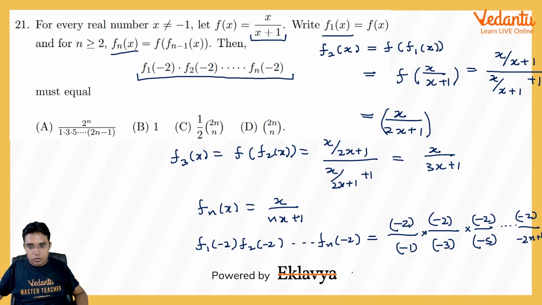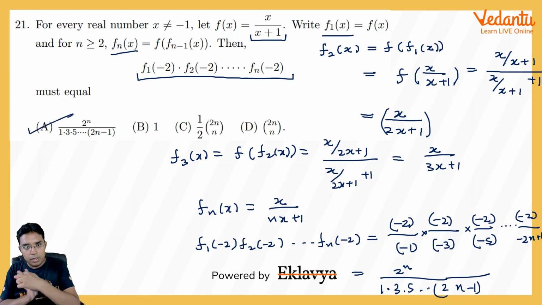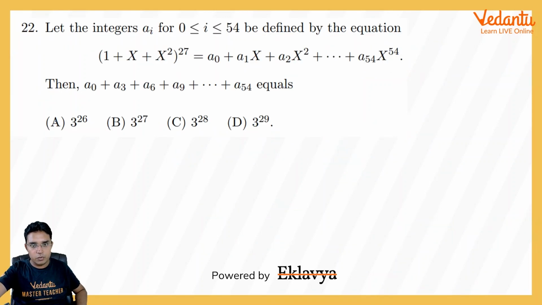So it is actually becoming 2 power n in the numerator and the product of the first n odd numbers, 1, 3, 5 and so on up to 2n minus 1, in the denominator. So the answer for this will be A. The others don't seem to be correct. A is the answer for this question. I think this was just a calculation based question.